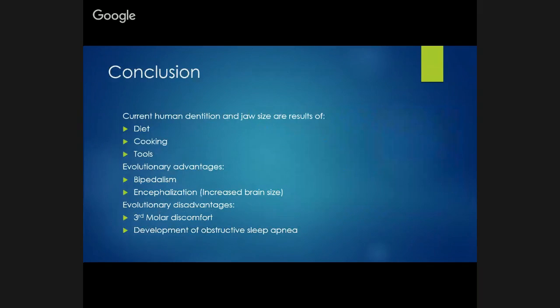So just as a summary or conclusion, we know that our current human dentition and jaw size are a result of our diet, or what we eat, how we prepare our food through cooking, and how we can cut up our food using tools. Evolutionary advantages that we have because of our dentition and our jaw size are that we are now bipedal, as well as our brain sizes have increased. Evolutionary disadvantages are discomfort when the third molars grow in, as well as the possibility of having obstructive sleep apnea.